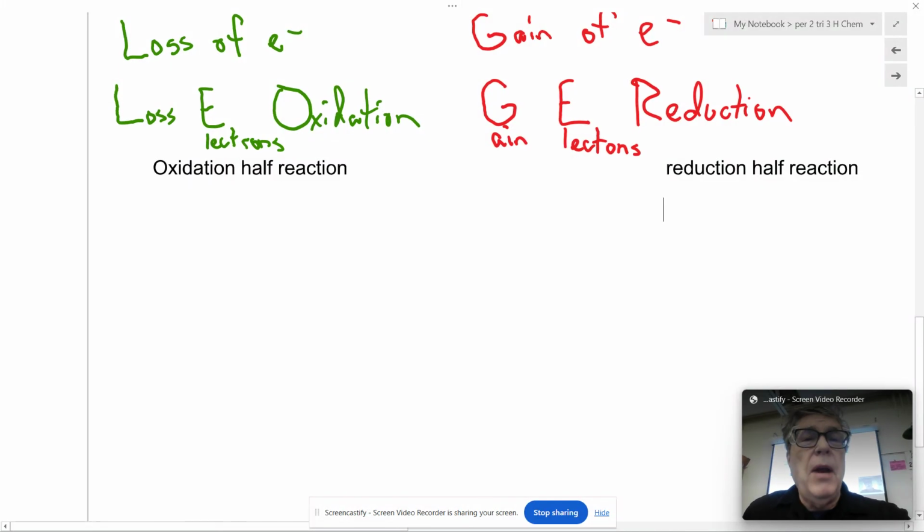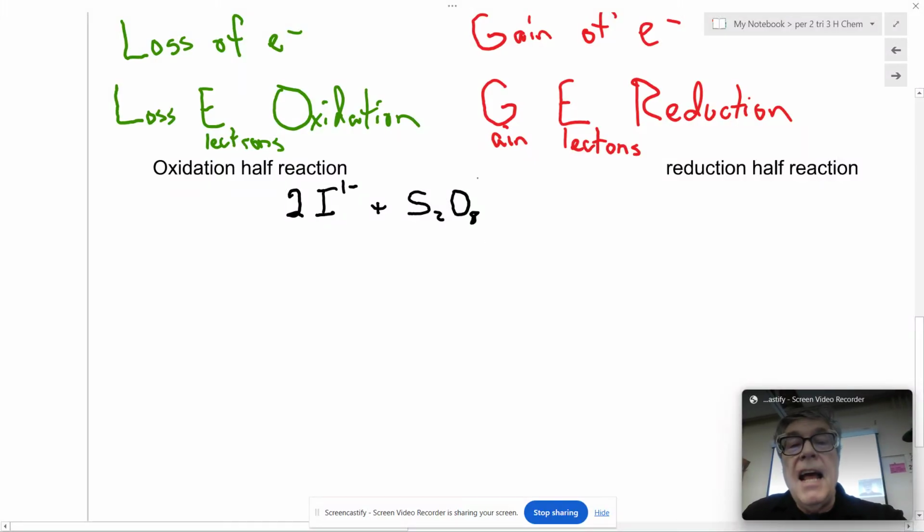So here's the overall reaction. Please copy this down. 2 iodide ions, that's iodide with a charge of -1. You can always look that up on your common ion sheet and confirm its charge. This next ion may be on your common ion sheet, I'm not sure. S2O8, and as a group, it has a charge of 2 minus.